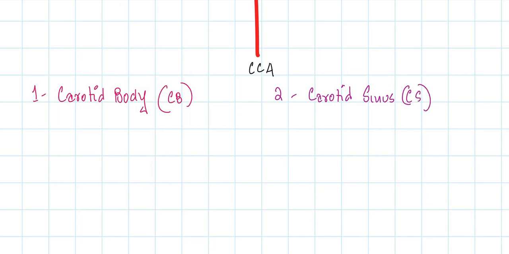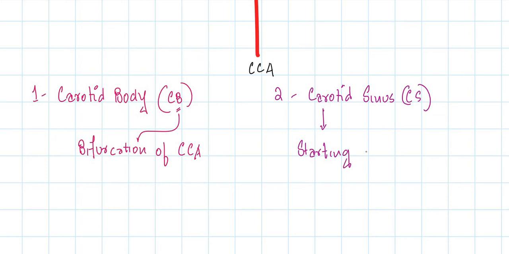So how can you remember these things? You can see the carotid body has the letter B, right? So B means it is present at the bifurcation of the common carotid artery. So obviously you can say that the carotid sinus is at the starting point of the internal carotid artery. So that's about the carotid body.